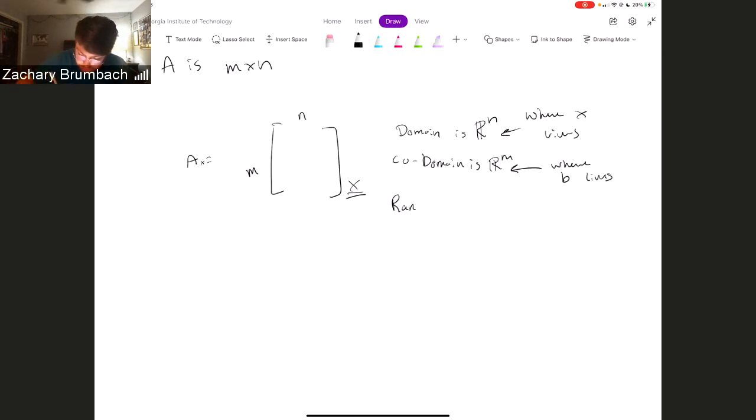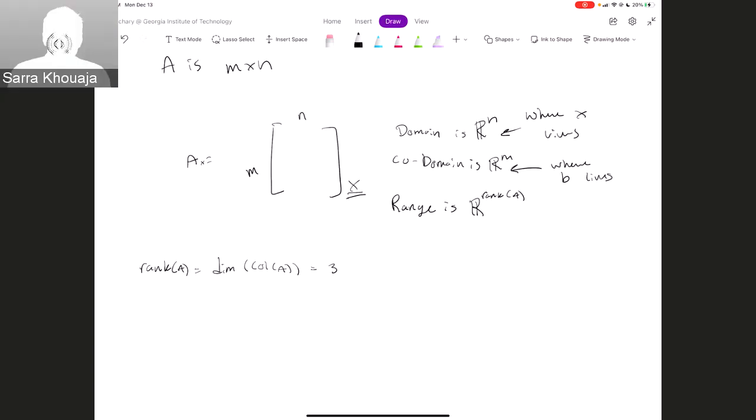Our range is R to the rank of A. Okay? So however many linearly independent vectors we have, that is the space we create, right? So like say dimension or rank of A equals dimension of column space of A. Let's say it equals 3. Okay? And let's say m equals 6.